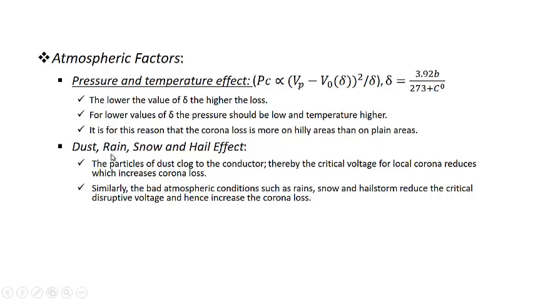One more atmospheric factor is the effect of rain, dust, snow, and hail. The particles of dust cling to the conductor, thereby the critical voltage for local corona reduces, which increases the corona loss. This dust is not formed on the conductor uniformly; it may be present at certain places and absent at others. Where it is present, on that localized place, the critical disruptive voltage will decrease and it will result in local corona. Similarly, bad atmospheric conditions such as rain, snow, and hailstorm reduce the critical disruptive voltage, and hence corona loss will increase.